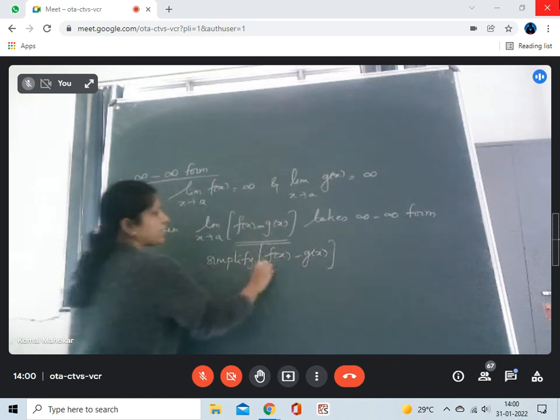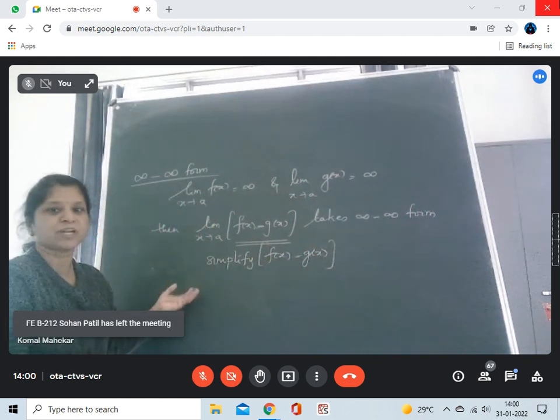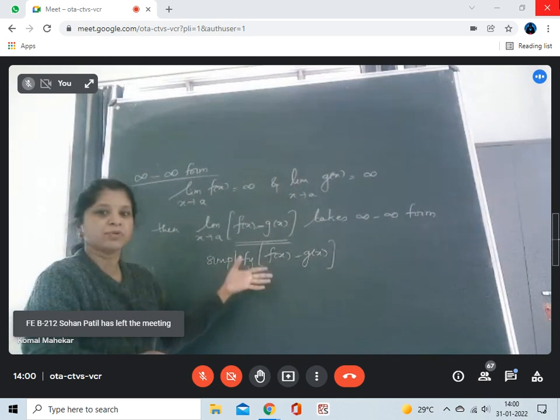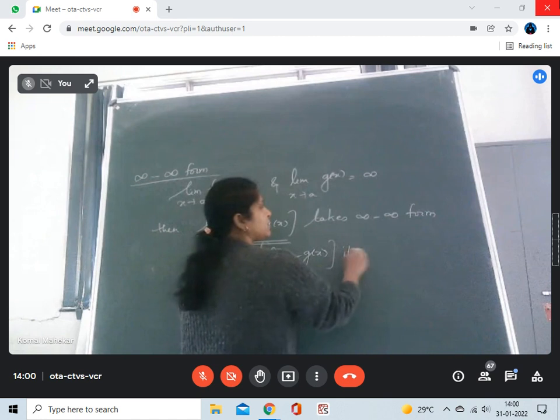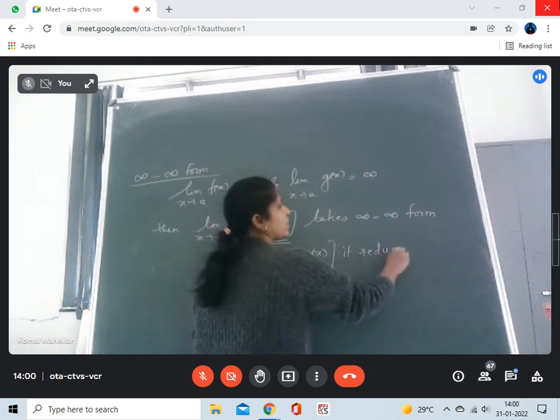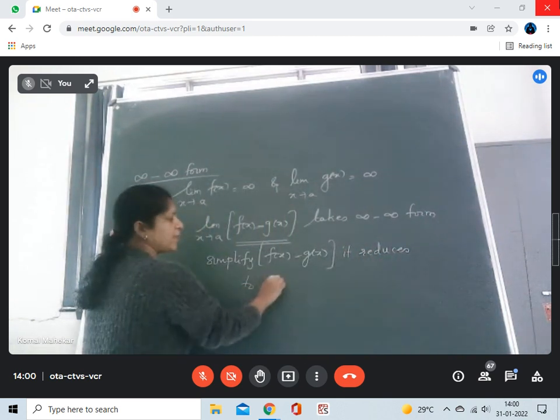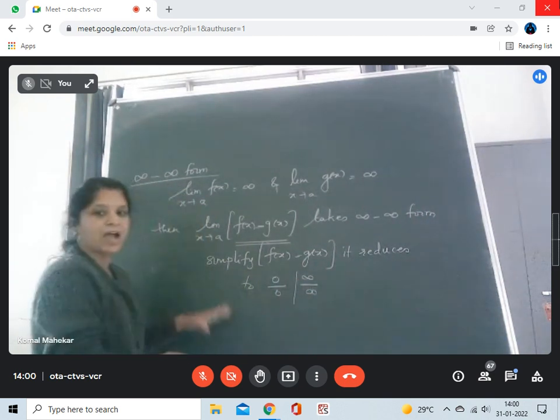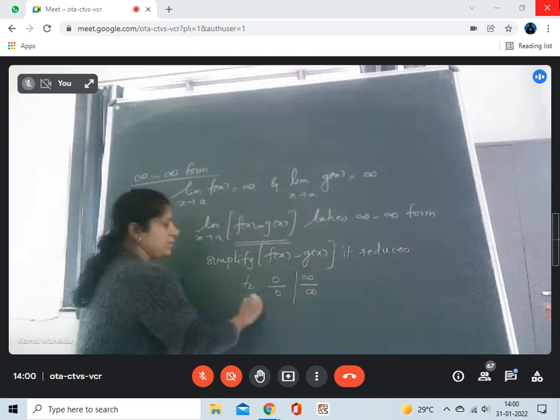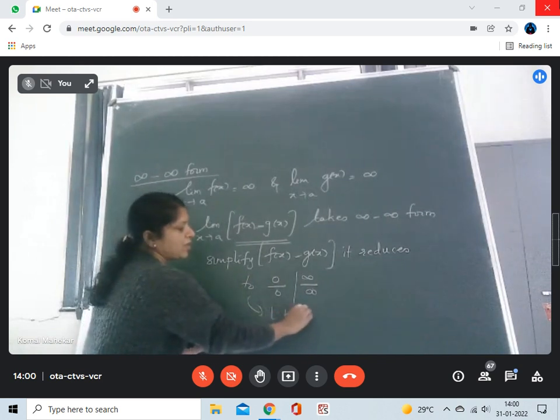Whatever is the bracket expression, simplify this by cross multiplying or by taking LCM. You can simplify this. After simplifying this, it reduces to 0 by 0 or infinity by infinity form. And then after that, you will apply L'Hospital.